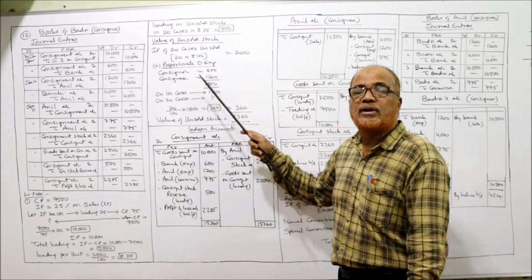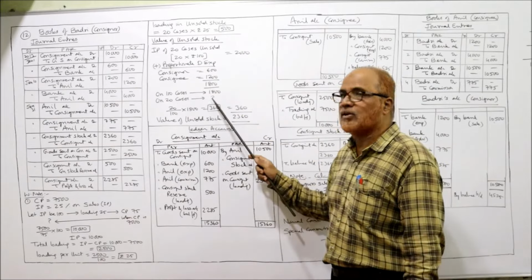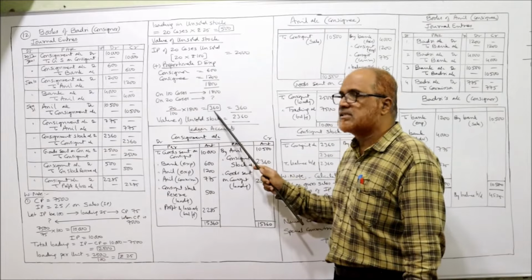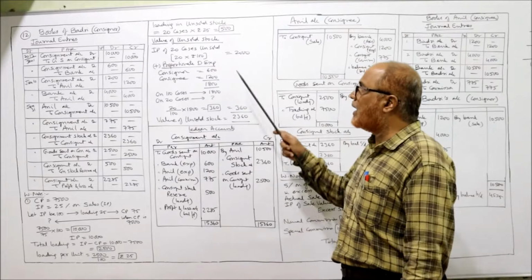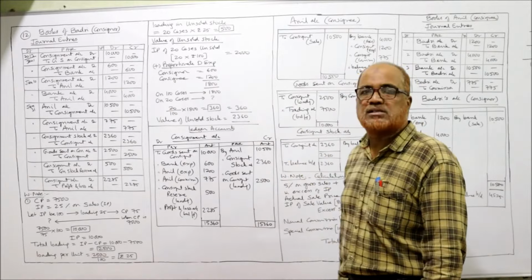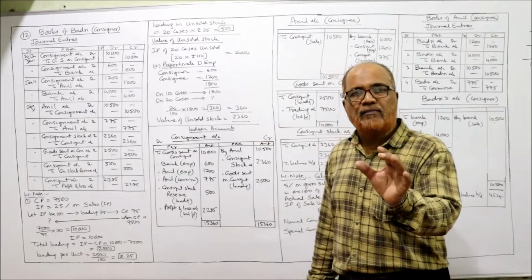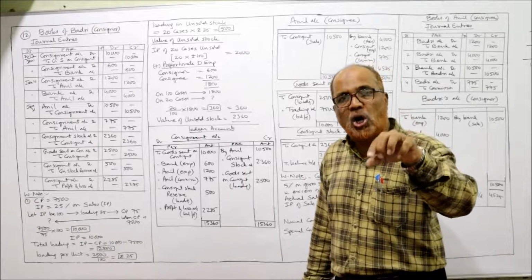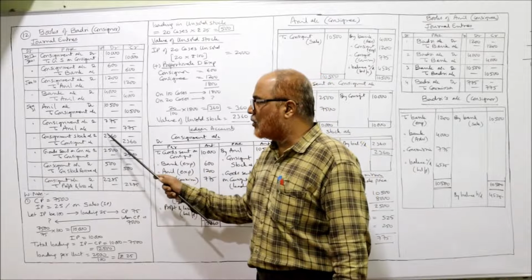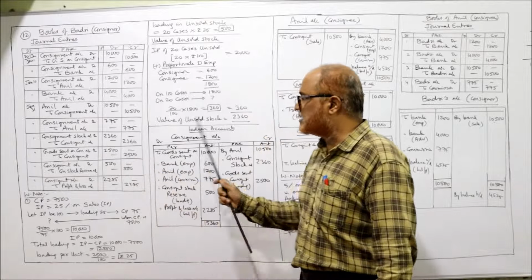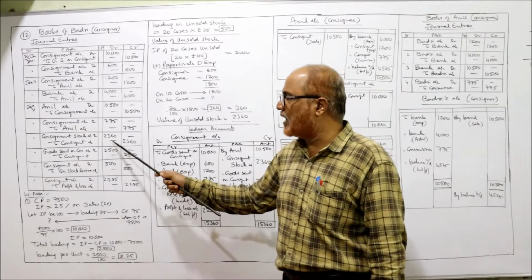100 cases. But how many units are remaining unsold? 20. So for 100 cases 1800, for 20 cases how much? So 20 by 100 into 1800, 360. 360 is the proportionate direct expenses. Now add up 2000 plus 360, 2360. This is the value of unsold stock. The entry will be consignment stock account debtor to consignment 2360, being the value of unsold stock.